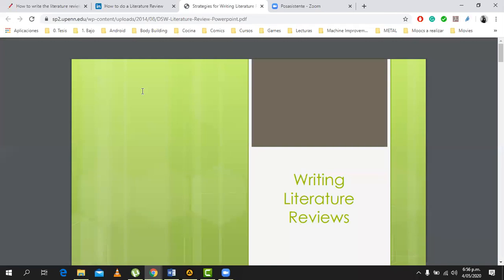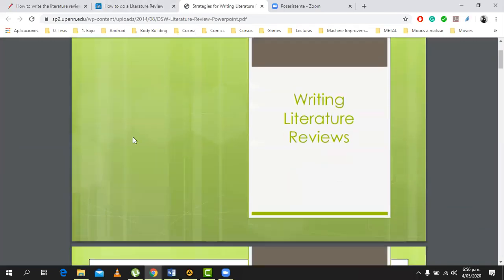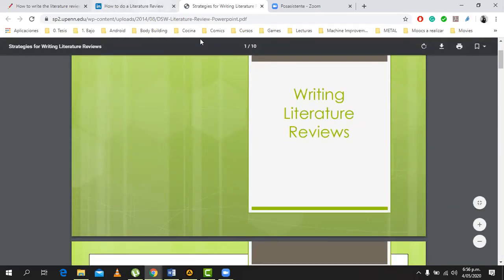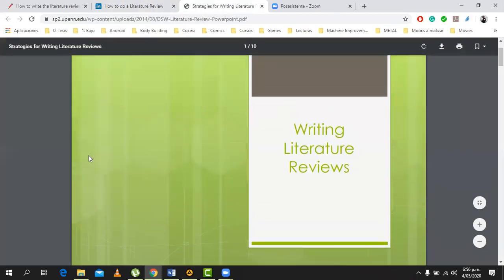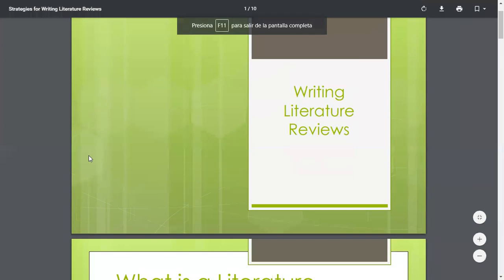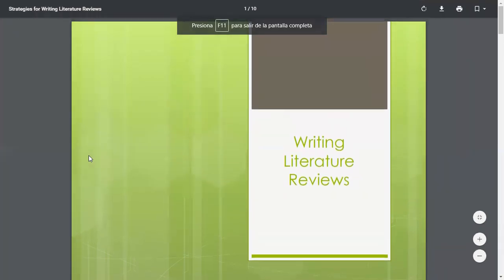What is this? Okay, 20 pages. Okay, let's see this part. No, this one is shorter. So now let's see this part related to writing the literature reviews.